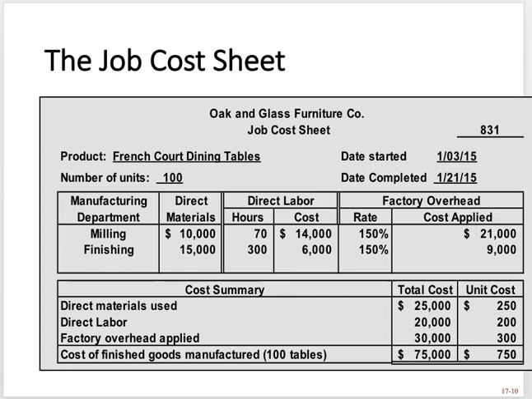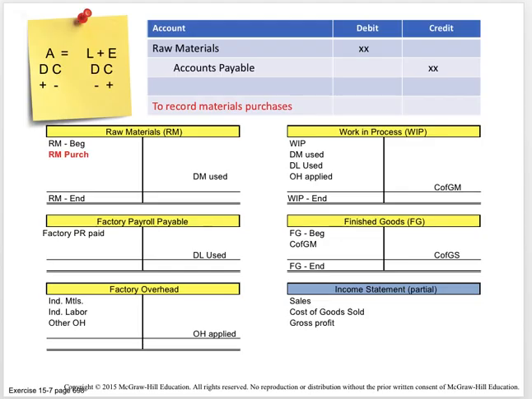All right, now we're going to move into journal entries, and these are, again, just general journal entries for how we would track costs going through the production process. And this is where your understanding of the ledgers that we started talking about in class last week is really going to help you with those journal entries.